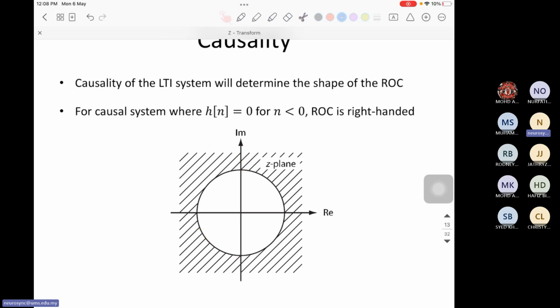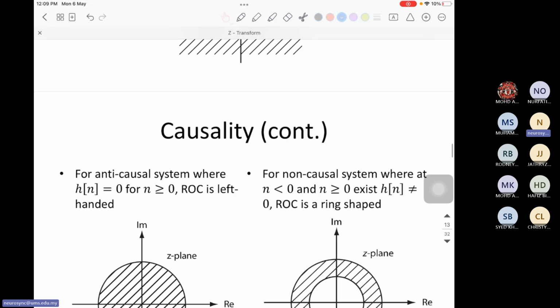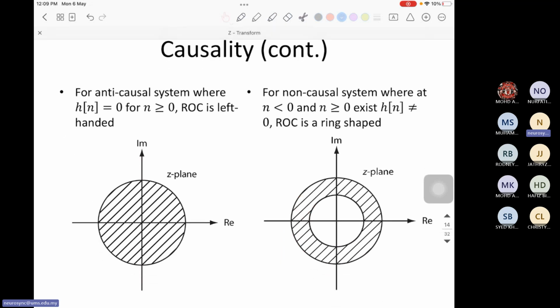For the causal system, where h of n equals 0 for n less than 0, the ROC is right-handed. Right-handed ROC means outside the circle. The region of convergence is outside the circle. If you see the region of convergence is outside the circle, then you can say that the given system is the causal system. So using the Z transform also, we can find out the causality of the system.